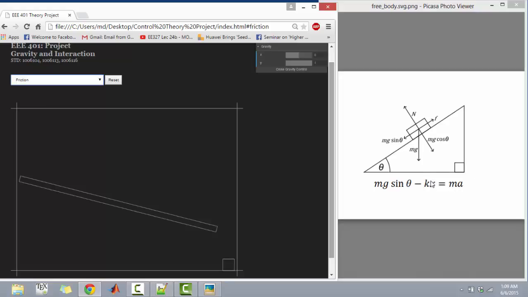Here, depending on the values of g and k, acceleration value a varies. If we increase the value of k, then the value of a will decrease. And if we increase the value of gravity in the positive x direction, then the value of a increases. If we increase the value of gravity in positive y direction, then the object will just move towards the direction of the gravity.